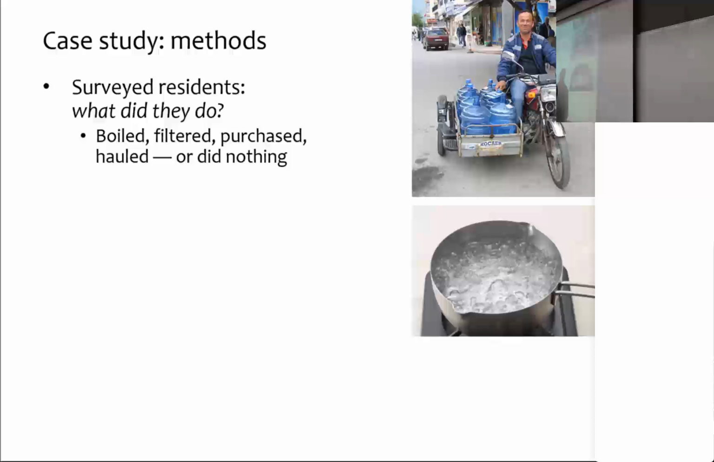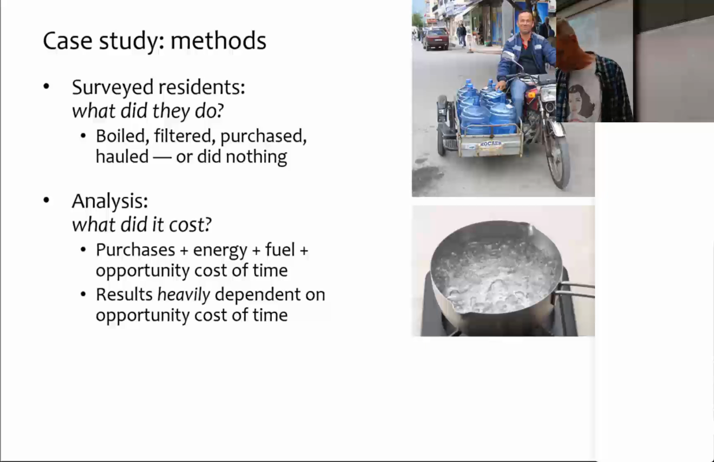Some people boiled their water. It was a biological contamination, so that helps. Chemical contamination, boiling doesn't help. Some people filtered their water. Some people bought bottled water, right? Here you see an example of people boiling water. Some people went to the town next door and got water from the tap there, right? Lots of options of what you can do.